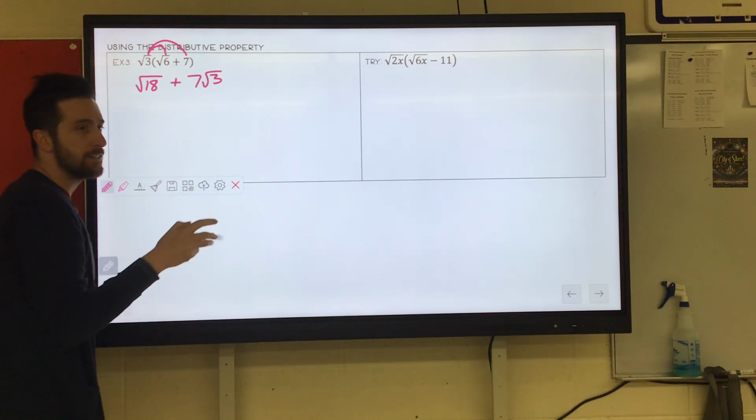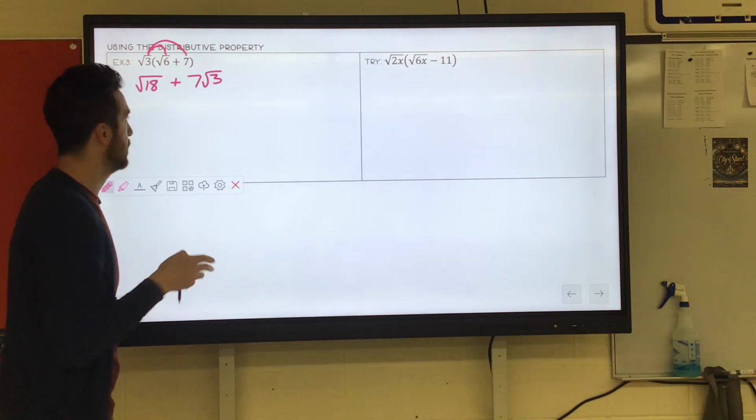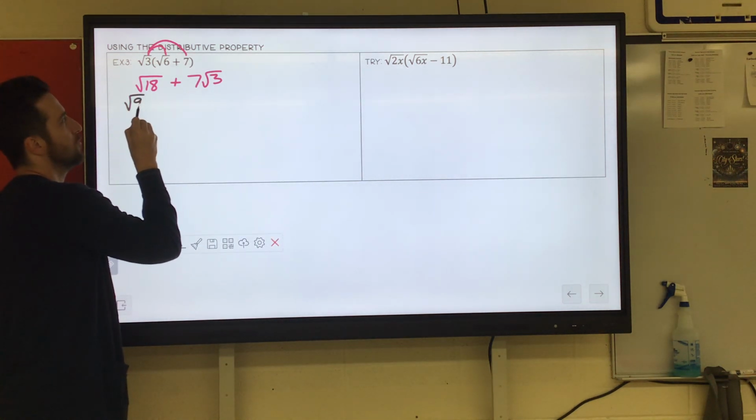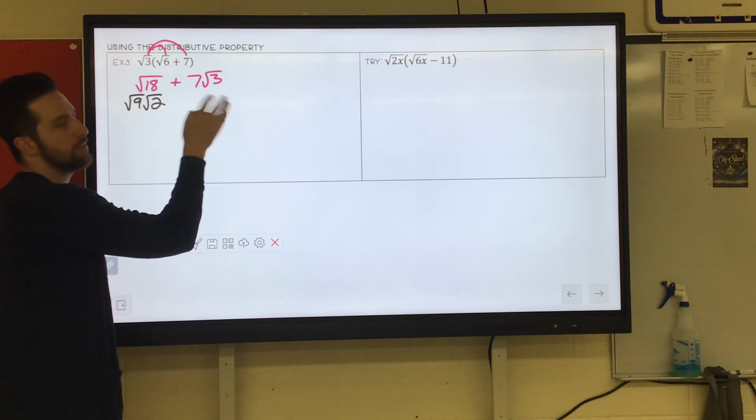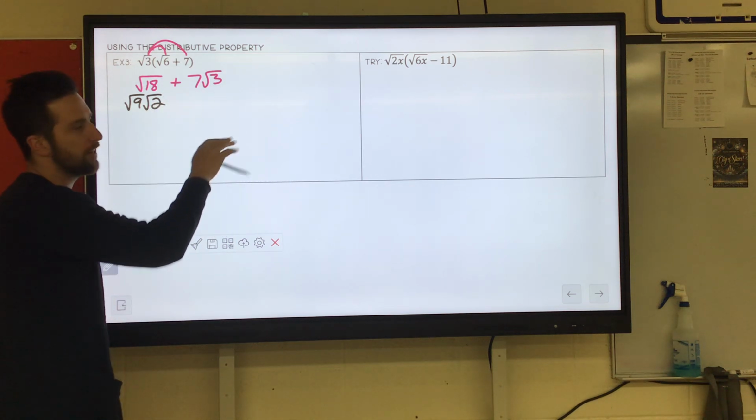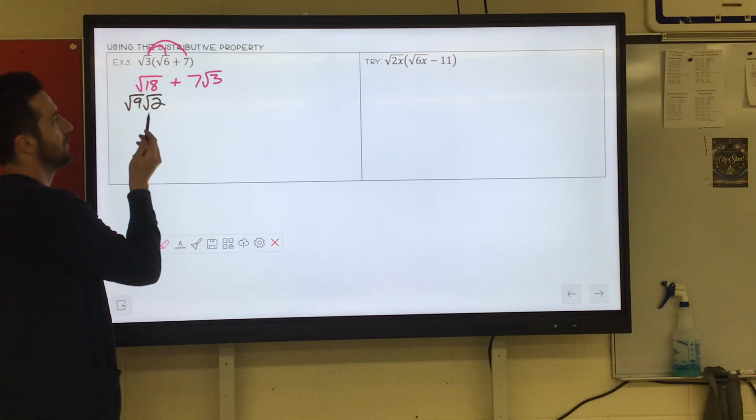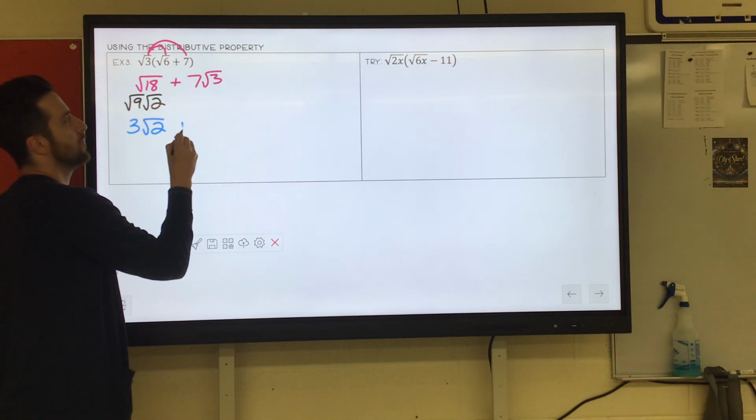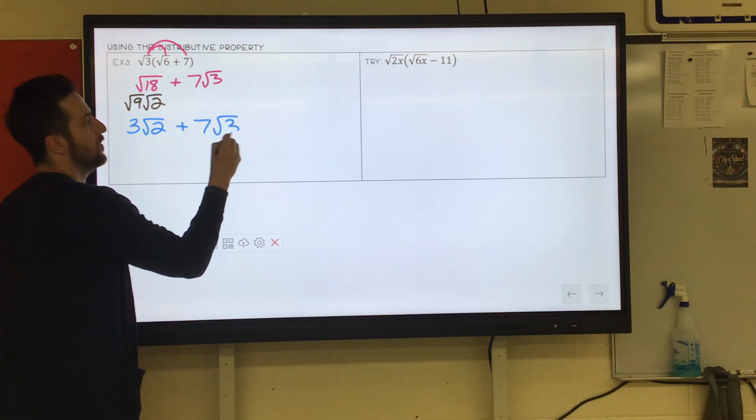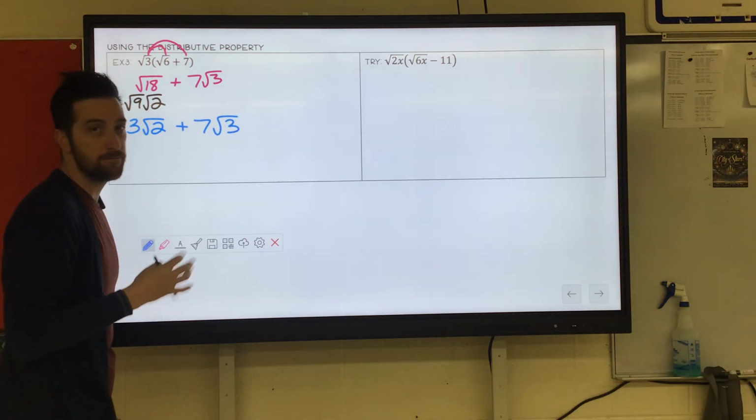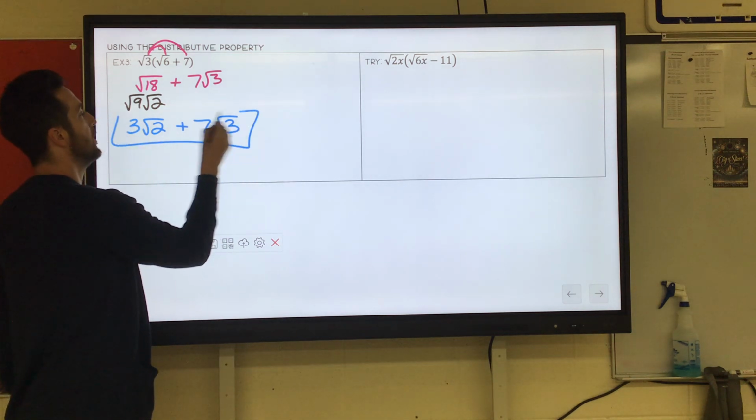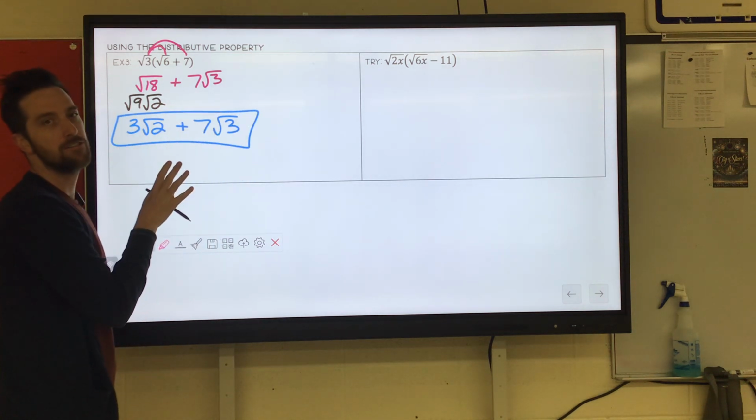Now you do need to break it down with perfect squares, so 18 still has a perfect square in it. That's 9 times 2. Root 3 doesn't have anything, so we'll leave that for now. Square root of 9 is 3, so we have 3 root 2. Now I'll bring this plus 7 root 3. Do they have the same number in the radical? No. So we can't go any further. So as wild as this seems, that will be our final answer. And it's all right.